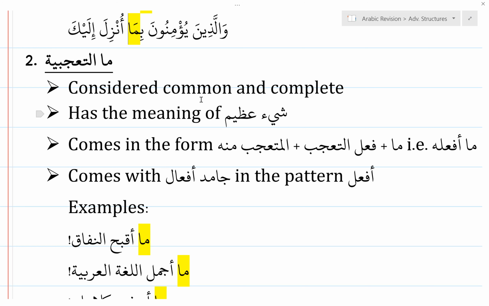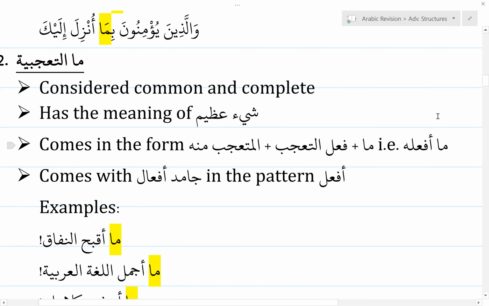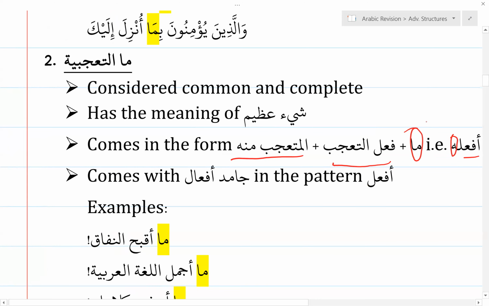We already mentioned the sigha that it comes with, the ta'ajjub, ma af'alahu. You have the ma, which is ma at-ta'ajjubiyya. Then you have the fi'l at-ta'ajjub that comes with it, so af'ala would be the fi'l at-ta'ajjub. Then al-muta'ajjab minhu, which is the attached pronoun in this case, or it could even be an outside, a direct maf'ul bihi that is not attached, in other words. So that's ma af'alahu. That's the pattern it comes with.